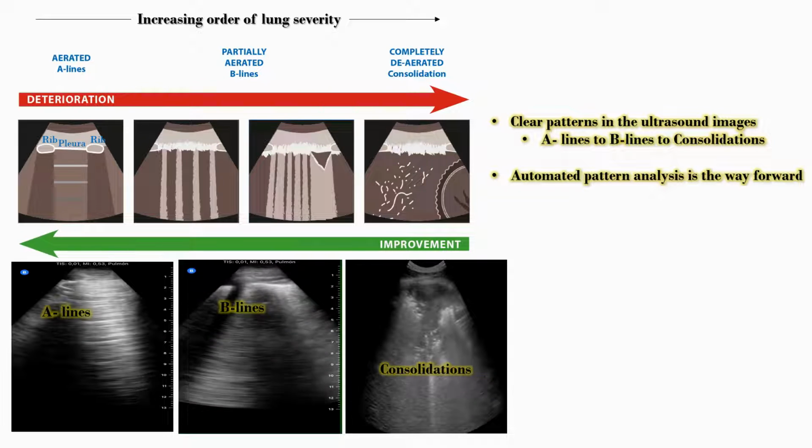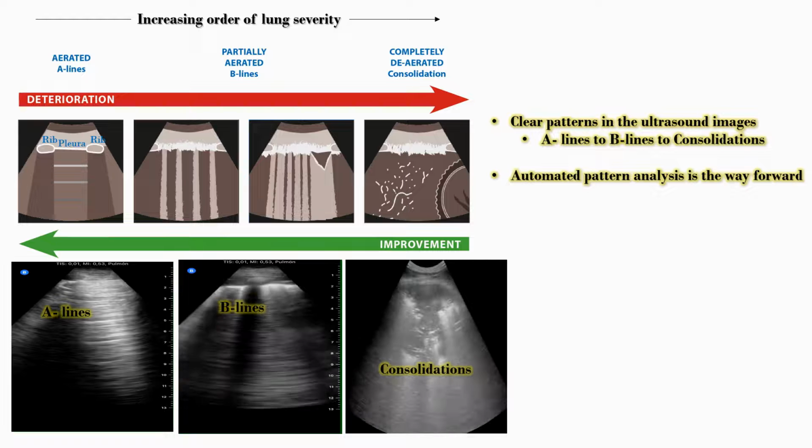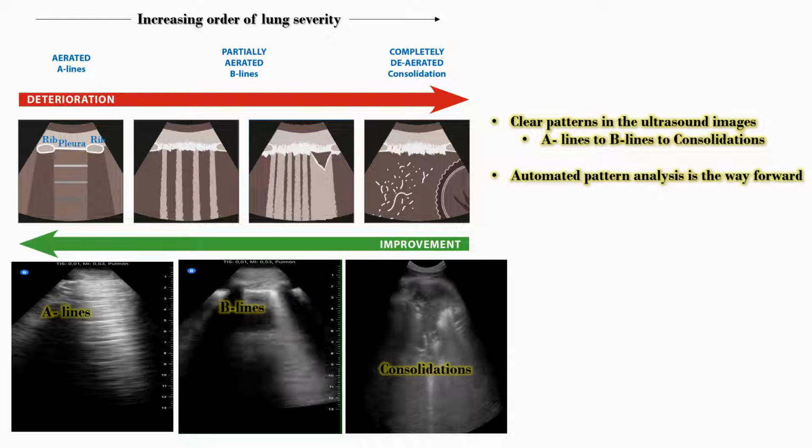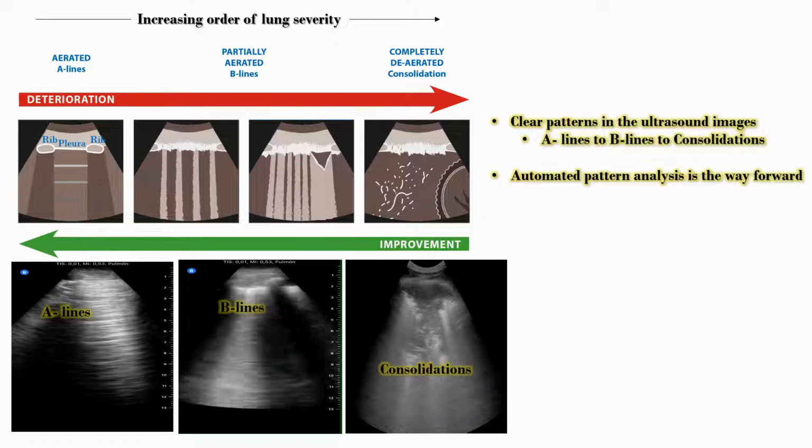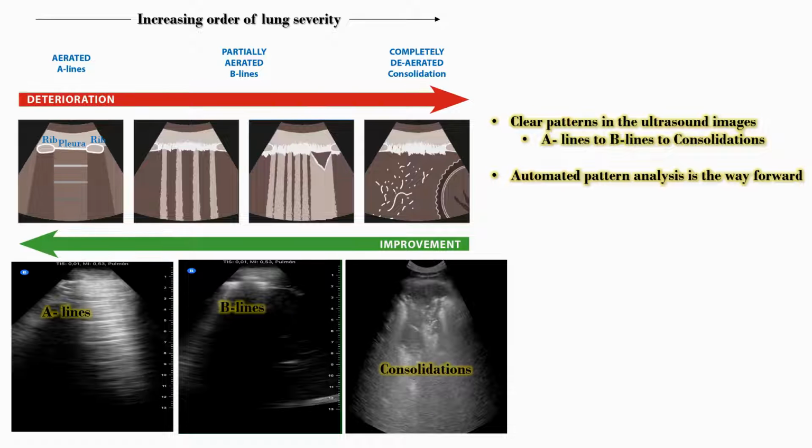Something like A lines, which correlate to a healthy lung, to something like B lines, which is the start of infection, and something like lung consolidations, which is the extreme condition where the subject has to be taken to ICU or ventilation, are very evident from lung ultrasound images and videos. Hence artificial intelligence techniques, particularly computer vision techniques, can be enabled to automate this process of identifying the health of a lung.